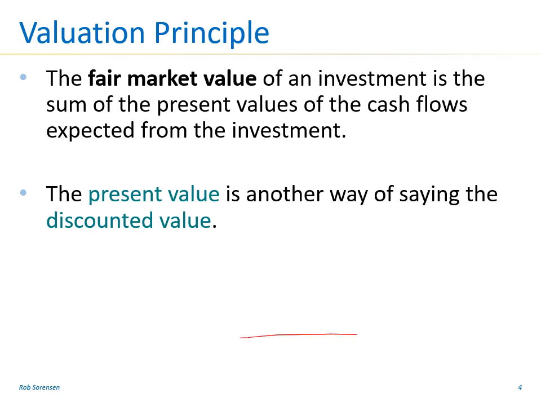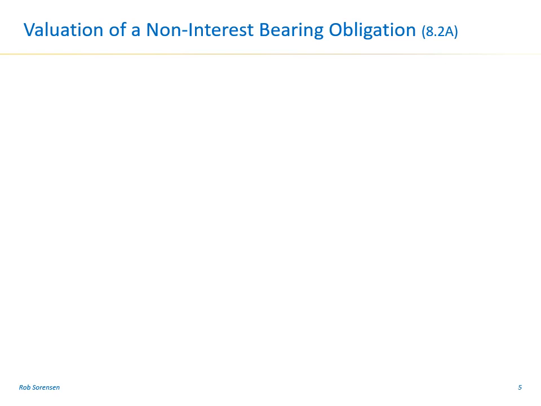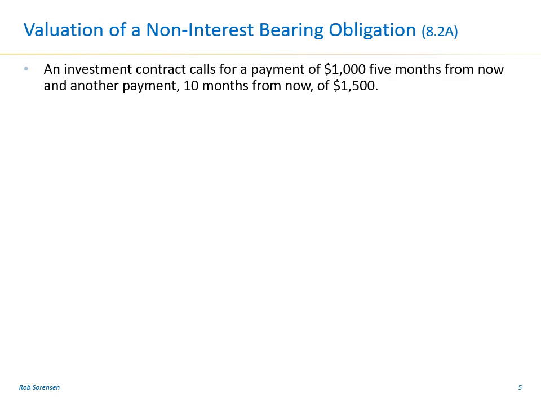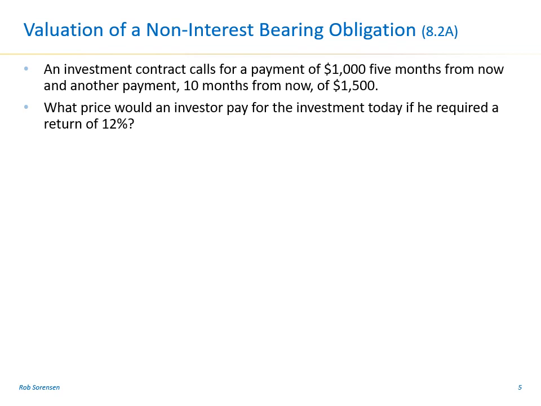So if we think about a little timeline, we have some money out here in the future, or maybe more than one even. We're going to bring back to today to get the discounted, the present, or the fair market value of that amount of money. Let's have a look at an example. We've got an investment contract that calls for a payment of $1,000 5 months from now, and another payment 10 months from now of $1,500. What price would an investor pay for the contract in order to earn a return of 10%?